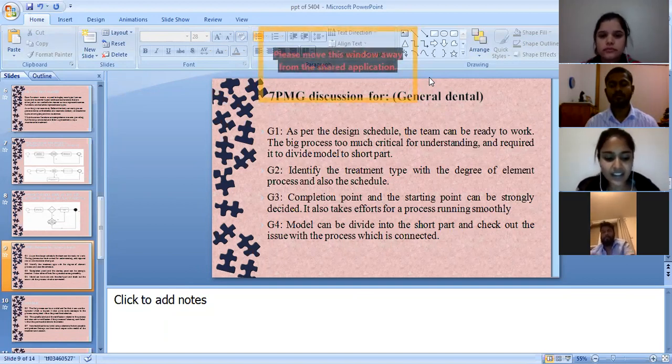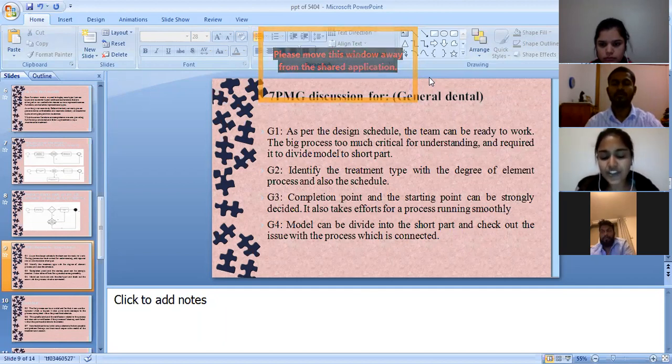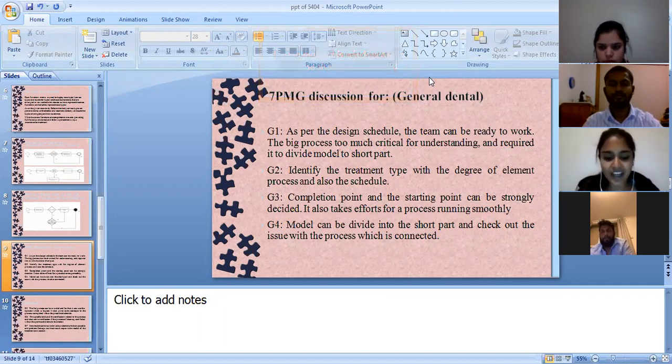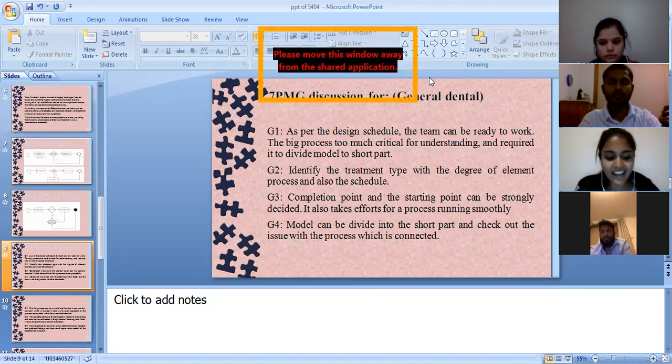So here it is required to divide a big process into small parts so that it can be easily handled or understood. So when the patient arrives at the dentist, we will check which type of test he will need, depending on whether the patient is new or ongoing. So it will divide the process into small categories like new patient and ongoing patient. The second guideline is to minimize the routing paths per element.